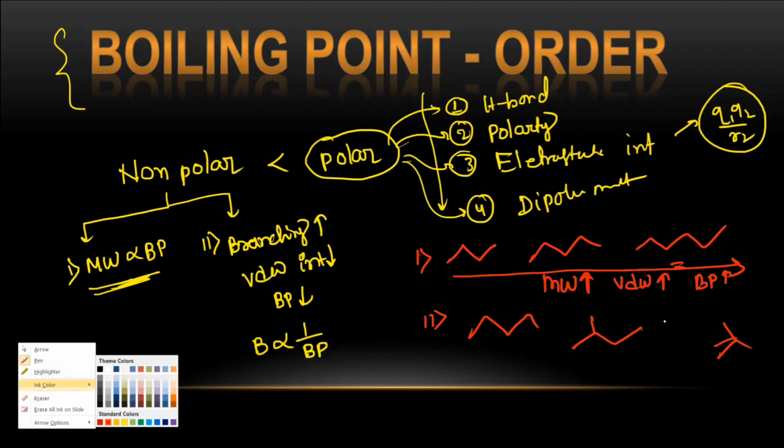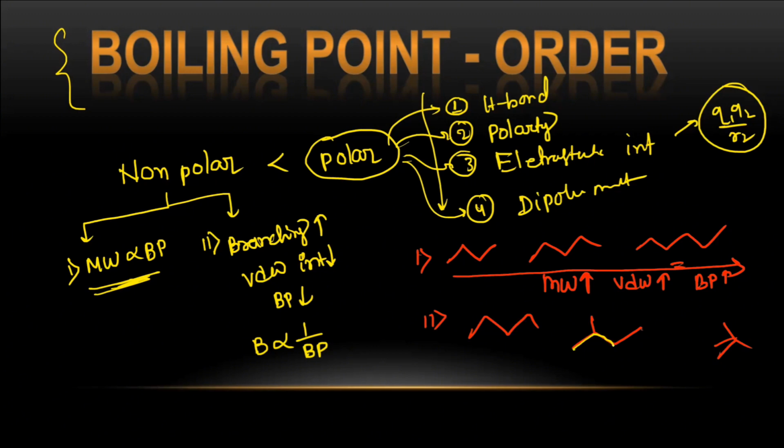How is there two branching here? Suppose you consider this as a main chain, that means this will act as a branch. Again, here you consider this as a main chain, then there will be two branches. So from left to right, branching increases.